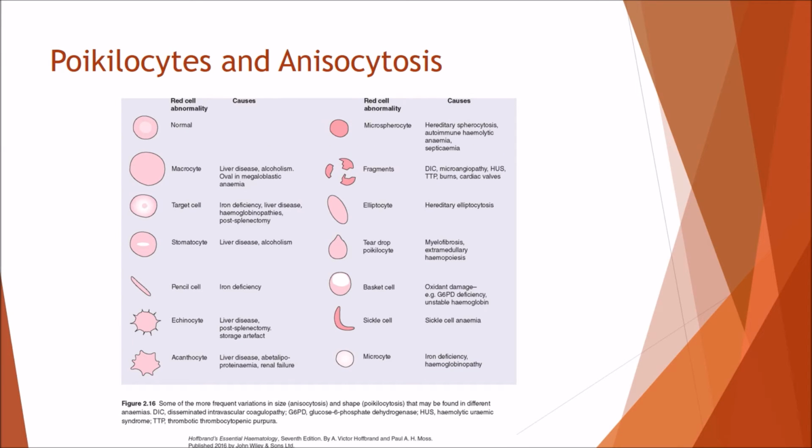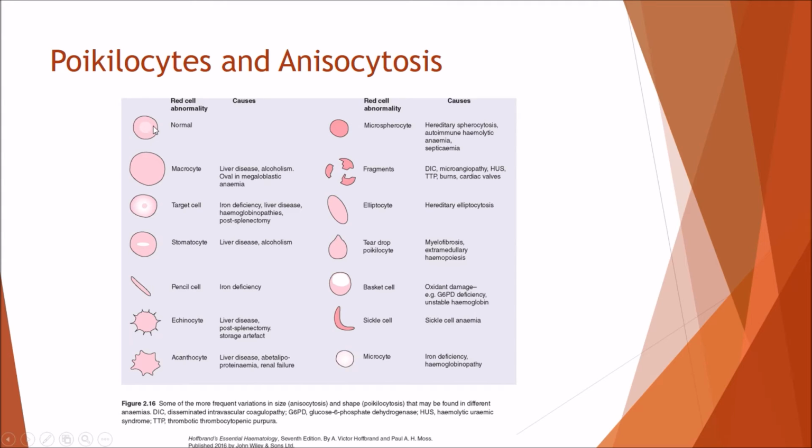Okay, so we've discussed how they can be big, normal, or small in size. Now we're going to talk about the morphological characteristics. This is known as poikilocytes, when their shape itself is different, and anisocytosis is when the size is different.